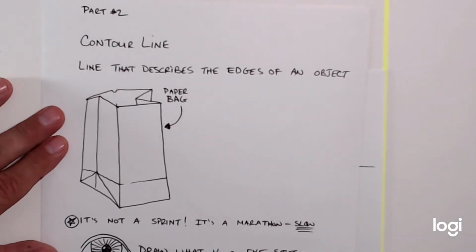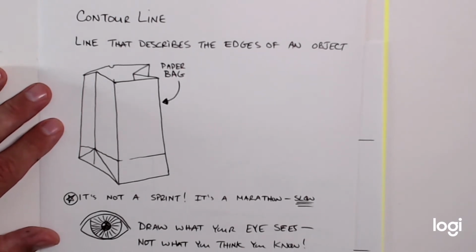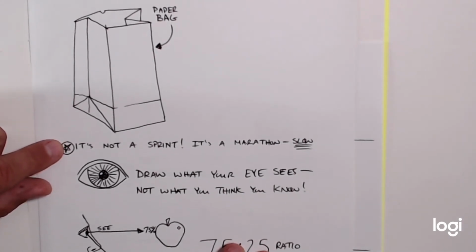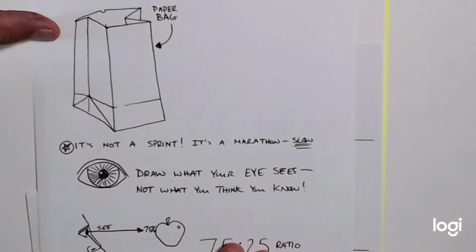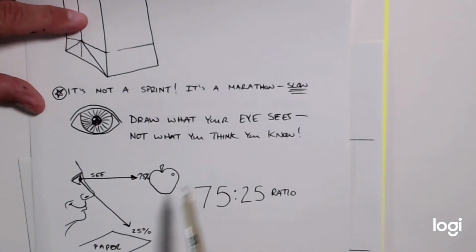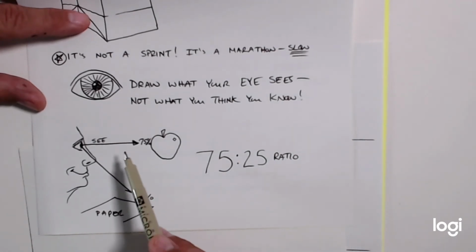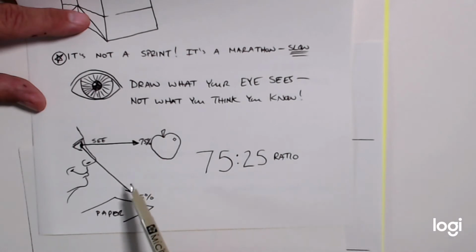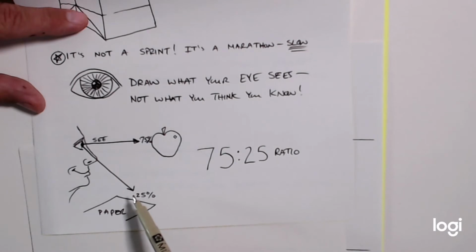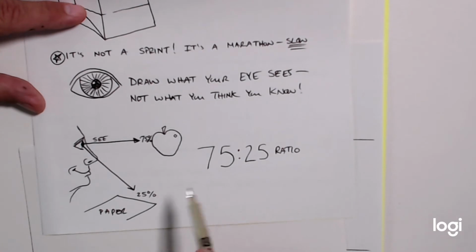So, to review, we have contour line. It's a line that describes the edge of an object. Example, paper bag. We want to be slow and steady. All right, it's not a sprint, it's a marathon. We want to draw what our eye sees, not what we think we know. And we want to employ our 75-25 ratio, meaning that we're really studying the object as we're drawing it on our paper. Again, this takes time. It doesn't happen all at once, but we got to start somewhere. So being prepared with these little things is going to be helpful.